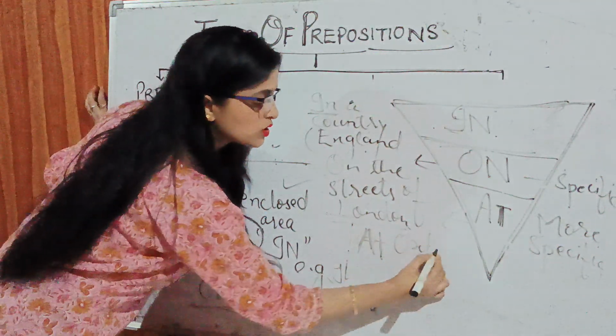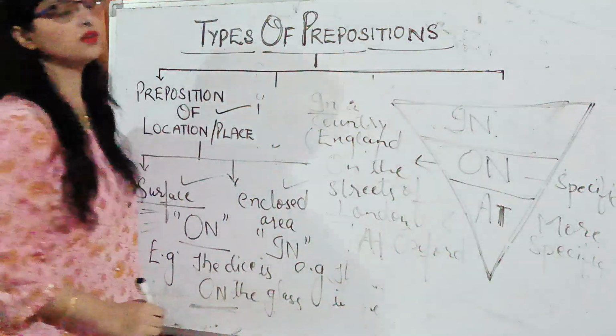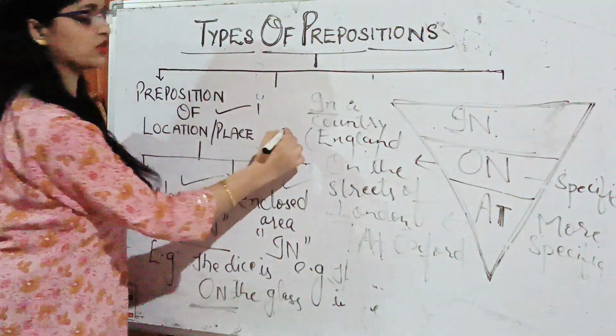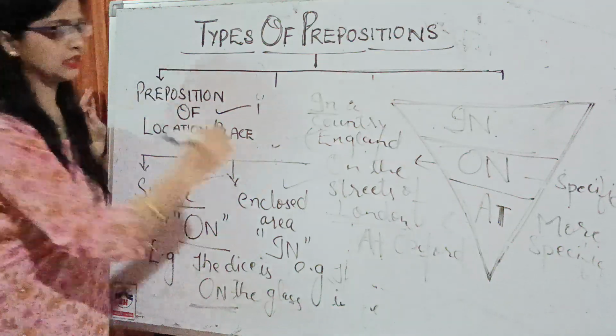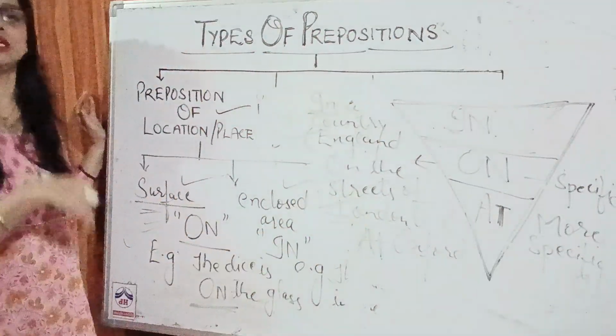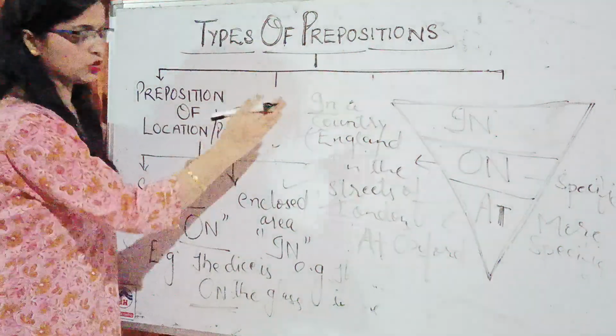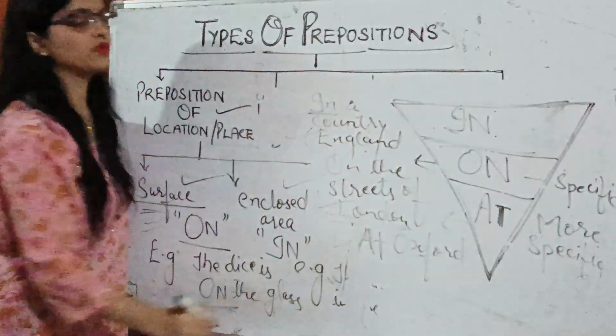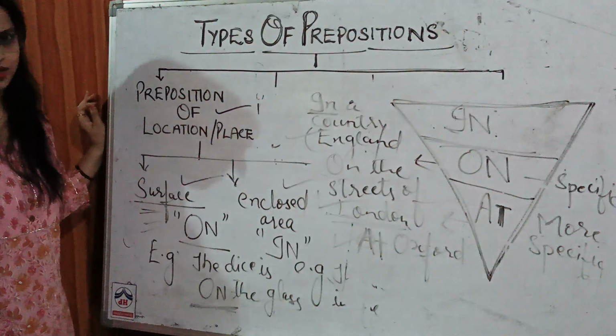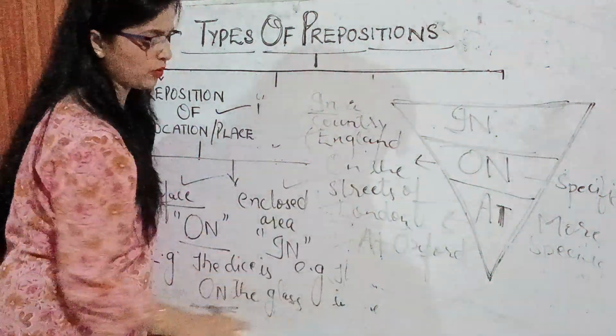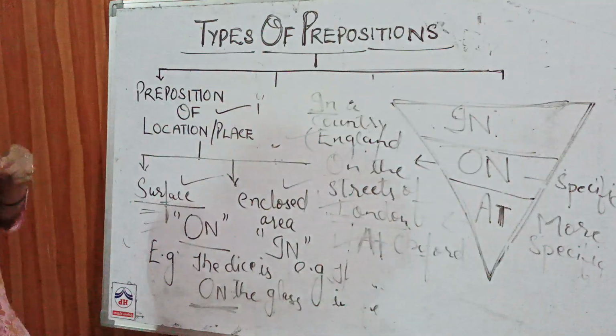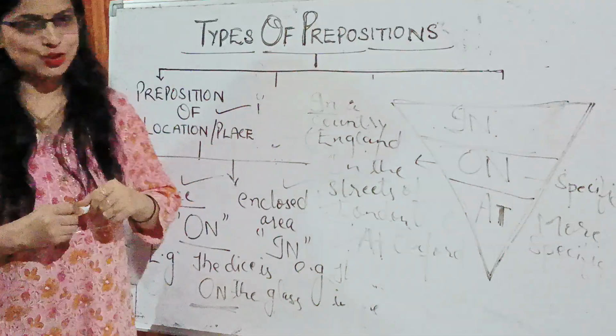Got it? What is Oxford? This is the name of a town in London. So this is your country, a big part. This is your London city, smaller as compared to this, and this is more specific, Oxford. Got it? So in this way, with the help of a triangle, we apply maths in the class of language.